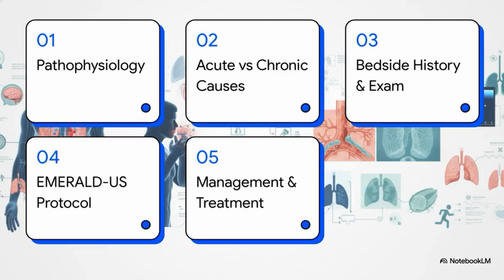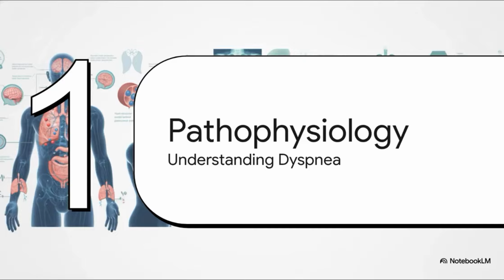So here's our agenda for today's explainer. We'll cover Section 1, Understanding Dyspnea and Pathophysiology, Section 2, Acute versus Chronic Causes, Section 3, Bedside History and Examination, Section 4, the Emerald US Protocol, and finally, Section 5, Management and Treatment Options. Let's get into it. Starting off with Section 1, Understanding Dyspnea and Pathophysiology.